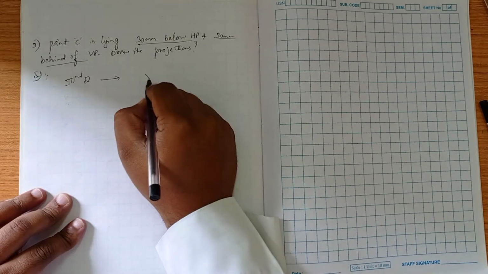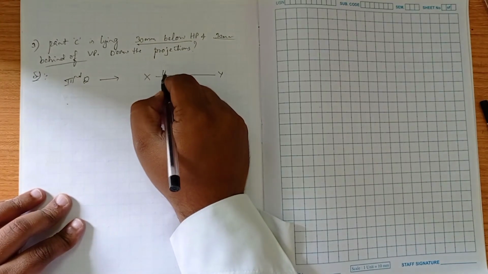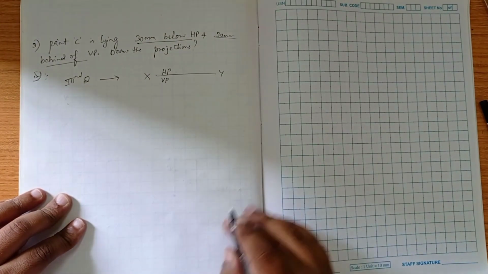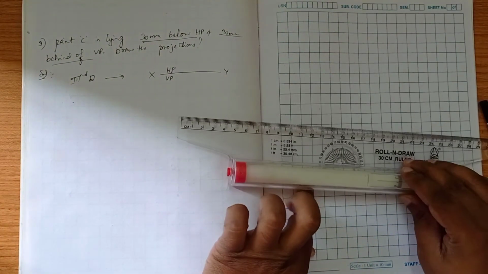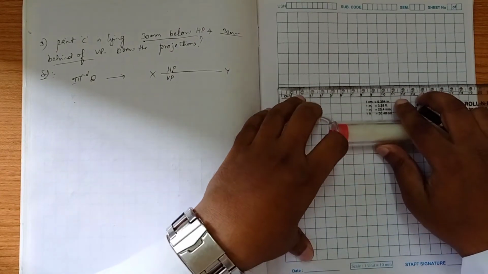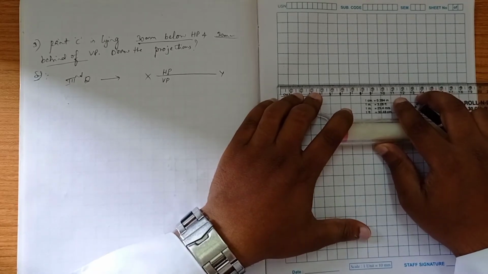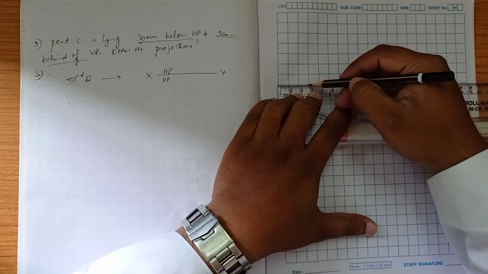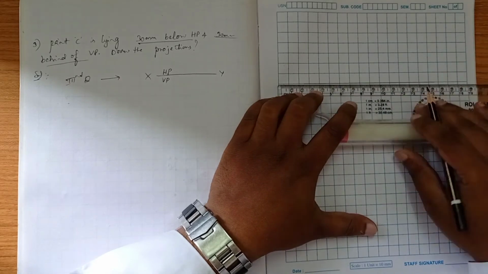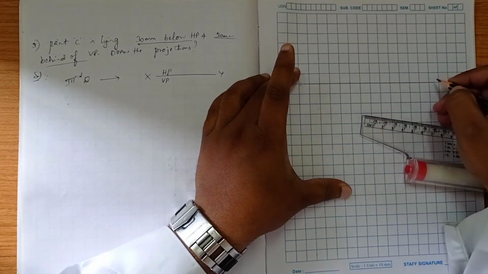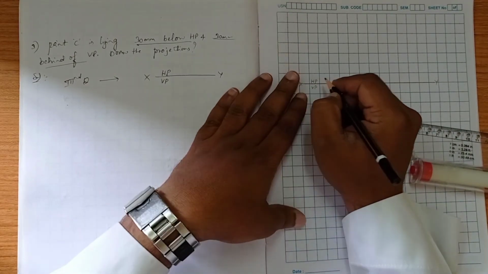Now we have to write the convention for this third quadrant. HP will be above the XY line and VP will be below the XY line. That is nothing but the reverse of the first quadrant. So now we represent it in 2D. Initially we draw an XY line. So HP, VP. Now we have to draw the views.